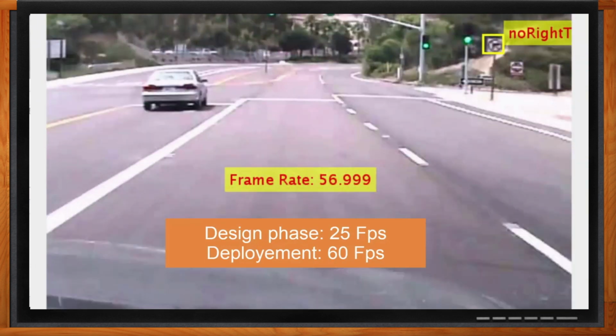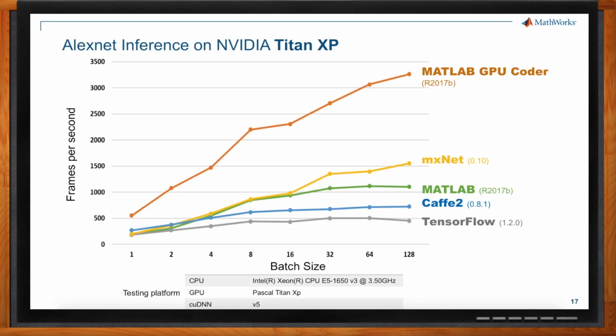All right, so let's talk about benchmarking. How does the performance of using MATLAB compare with other approaches? Yeah, so that's one of the areas we put special focus on. Our goal is to be one of the best performing frameworks. So here is a comparison of how MATLAB and GPU Coder compare with a few other frameworks. These are quite popular frameworks, MXNet, Caffe2, and TensorFlow. And these are running on a GPU called Titan XP.